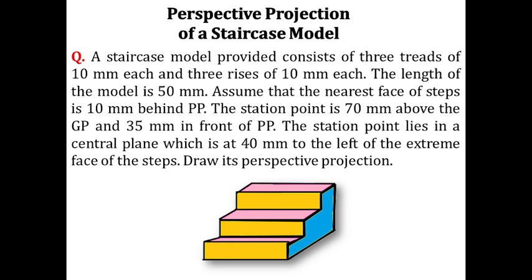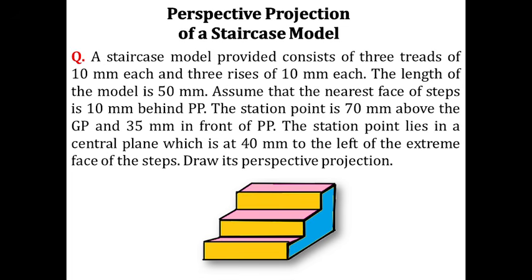The overall length of the staircase model is 50 millimeters. The staircase is positioned such that its nearest face is 10 millimeters behind the picture plane, PP. The station point representing the observer's eye is located 70 millimeters above the ground plane, GP, and 35 millimeters in front of the picture plane.